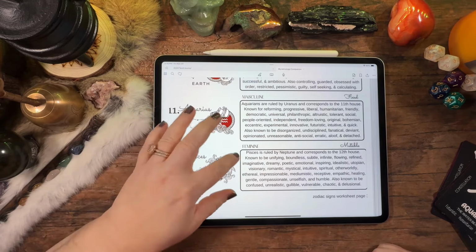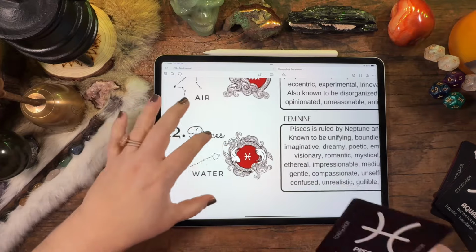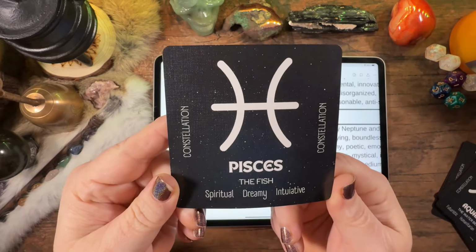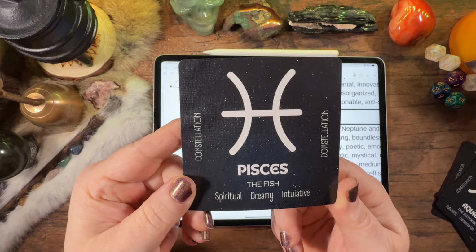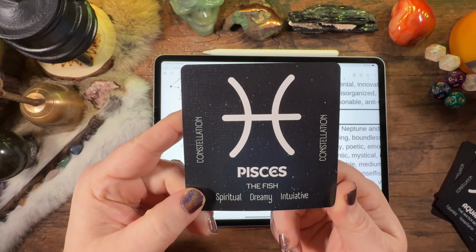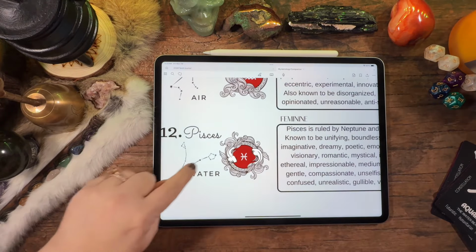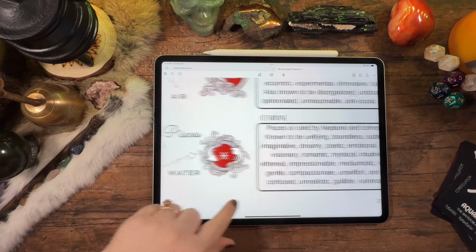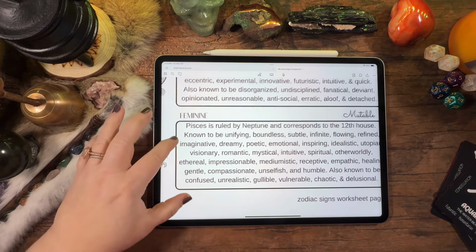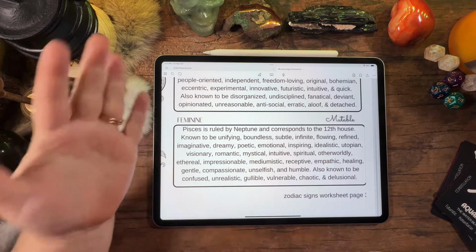So, Pisces, this is what the symbol looks like for Pisces. It is considered the fish. Spiritual, dreamy, intuitive. This is what the constellation looks like up in the sky. Pisces is ruled, and it's mutable, so it's the end of a season.